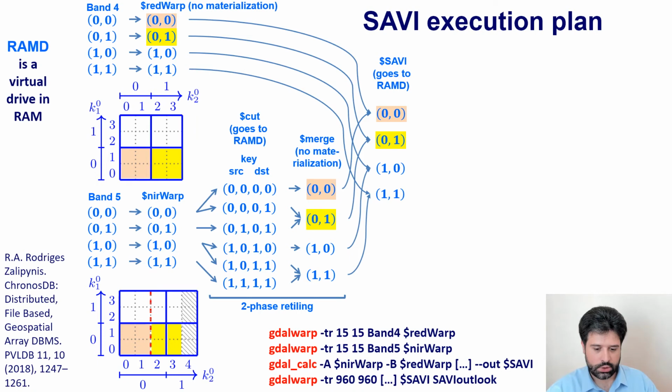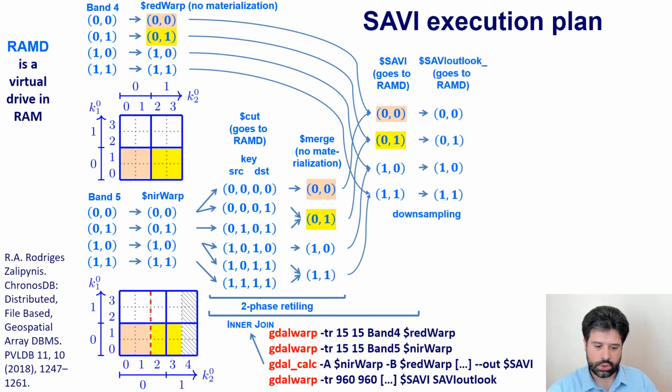The two-phase retiling and the computation of SAVI is a single array inner join operation. It's formally defined in the paper. Inner join is useful for algebraic computations on arrays. As you can see, it is significantly different from a traditional relational join. Now a unary operation follows, which is downsampling. The result will also go to a RAM drive if possible. However, this is still not the final result.